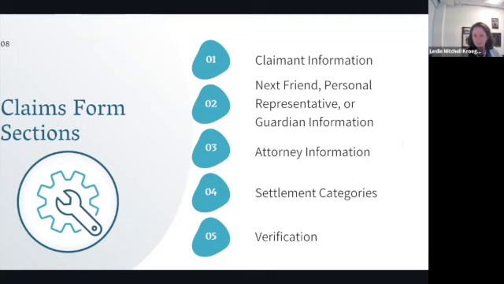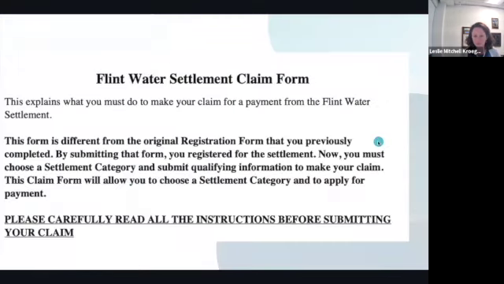So we're going to take a look at each section. So this is the claim form. Let me take a step back here. A couple of things. Remember, only those people who registered are eligible to now complete the claims package. I'll say that again. Only those people who registered are eligible to complete a claims package.